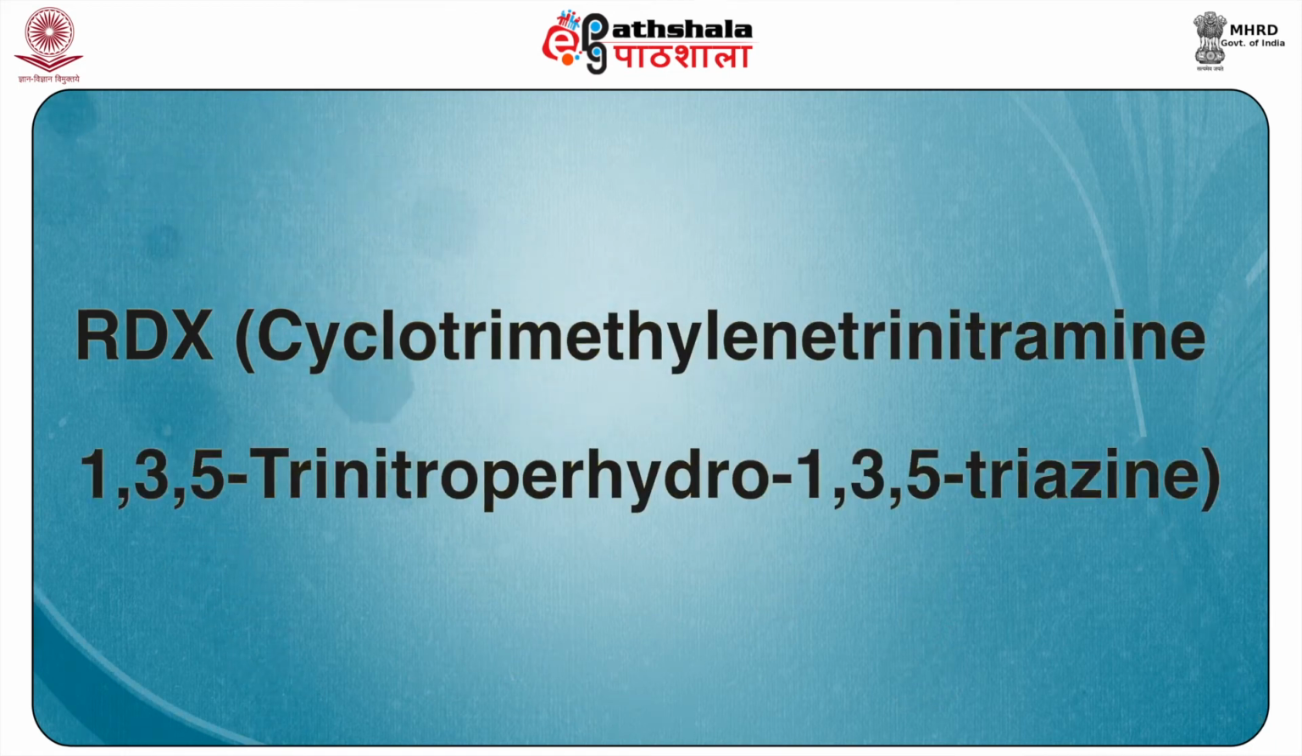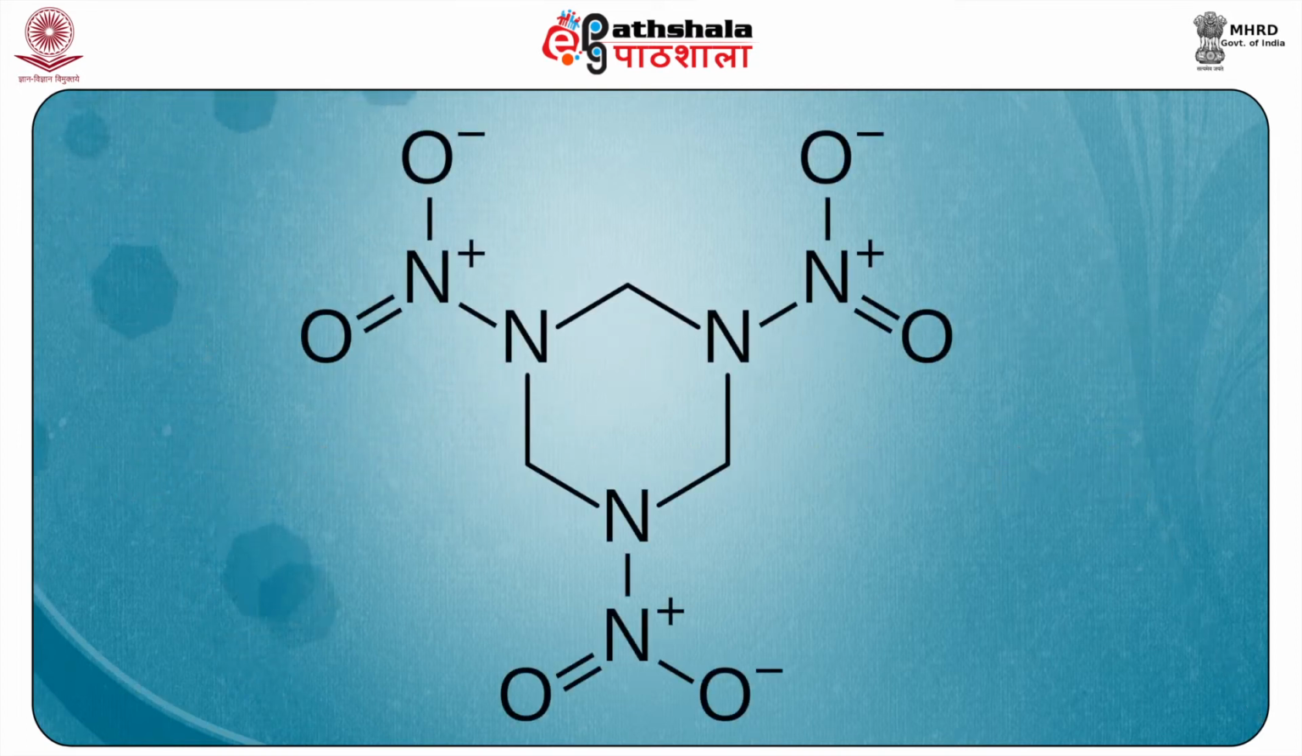RDX, cyclotrimethylene trinitramine, or trinitrohydro 1,3,5 triazine. RDX is synthesized by adding hexamethylene tetramine to excess concentrated nitric acid at 25 degrees Celsius and warming it to 55 degrees Celsius. RDX is precipitated with cooled water and the mixture is then boiled to remove any soluble impurities. Finally, purification of RDX is carried out by recrystallization from acetone.